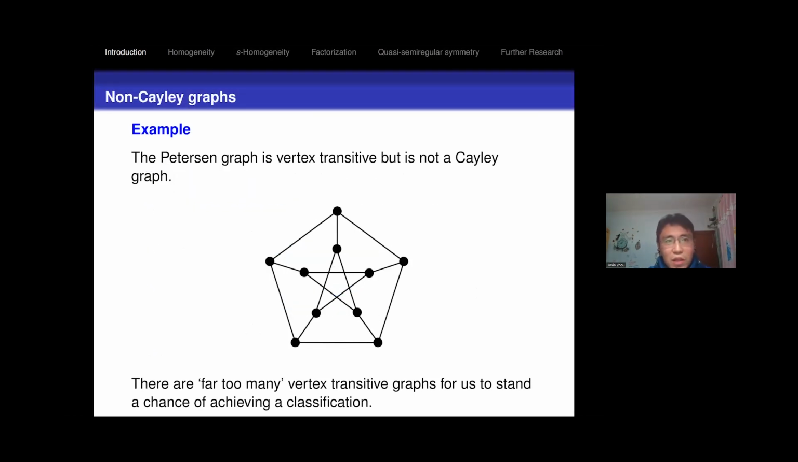Also, there are some vertex transitive graphs which are not Cayley graphs. For example, the Petersen graph is vertex transitive but not a Cayley graph. Except for the Petersen graph, we still have a lot of other vertex transitive graphs which are not Cayley graphs. There are far too many vertex transitive graphs for us to stand a chance of achieving a classification. So we may need some stronger symmetric condition on vertex transitive graphs.